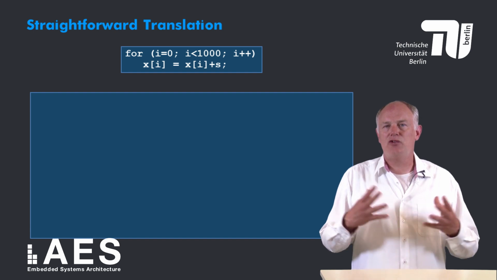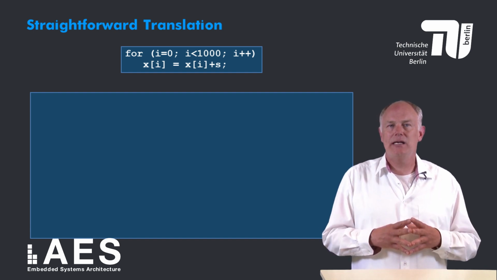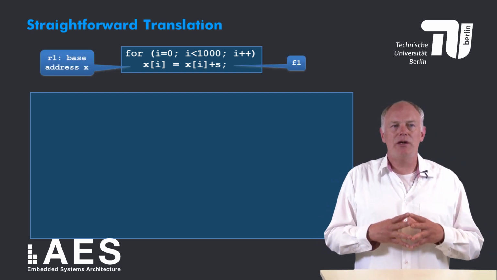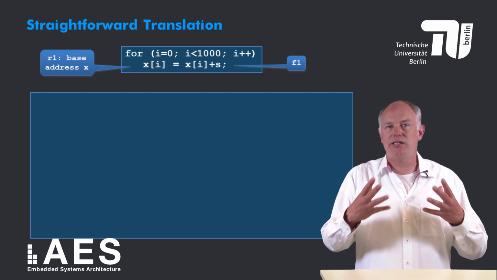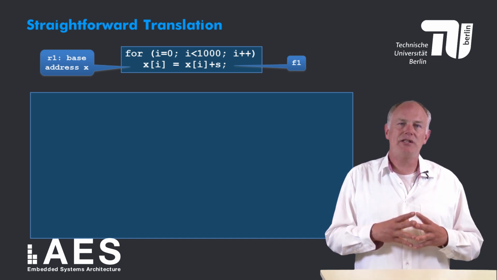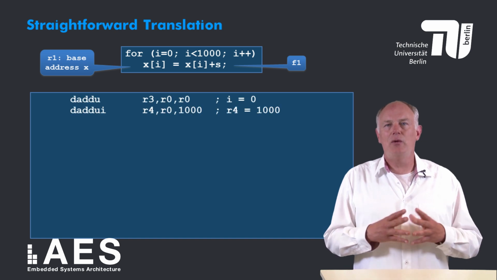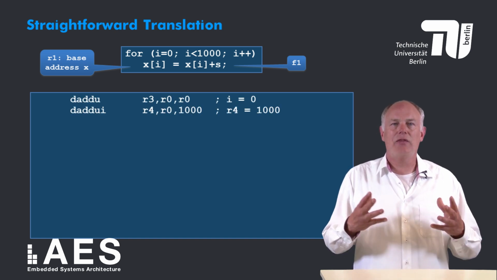First, let's consider a straightforward translation to MIPS assembly. Here's the code again, and I will assume that register R1 contains the base address, the start address of X, and that register F1 contains the scalar value S. A straightforward translation to MIPS assembly looks like this.